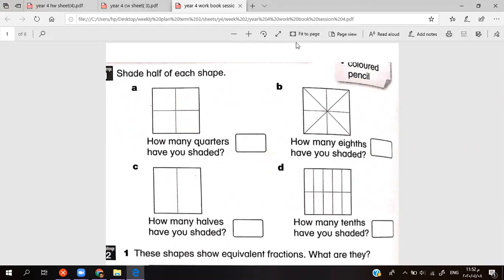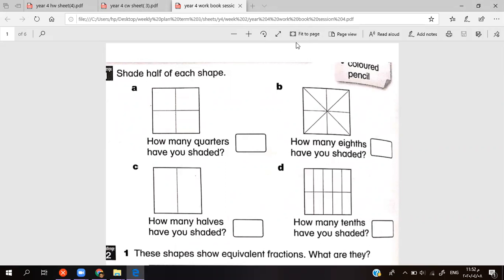Okay, can you please get your workbook and open page 44? Okay, pause me and go open it or go get it.